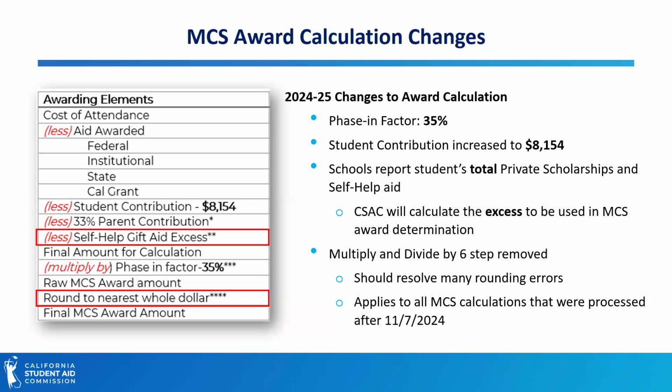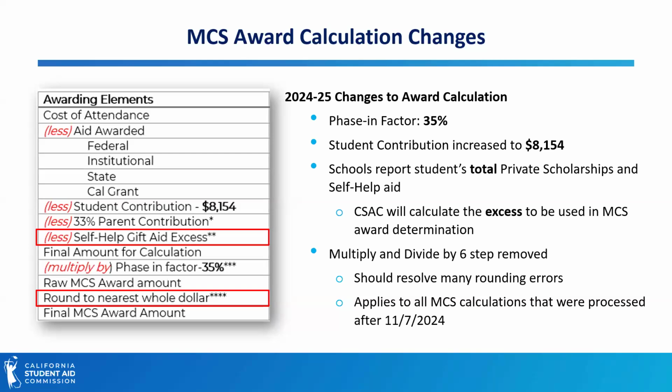Now, a very, very recent change that occurred, I believe just last week or within the last 2 weeks, was a major change to how the raw MCS award amount is updated to the final MCS award amount. Some of you who are well versed in MCS may remember that there was a step near the end where we would take the raw MCS and we would multiply and divide it by 6. That step has been removed, and this should resolve many of the rounding errors that some of you have seen. This is going to apply to all MCS calculations that were processed after November 7th.